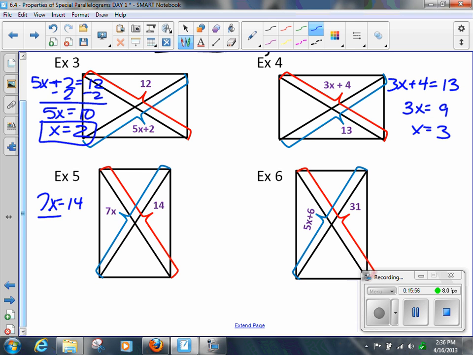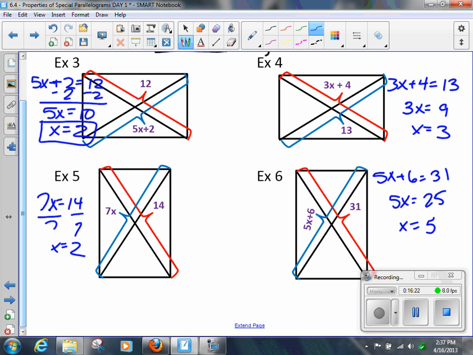How many of you got 2? Let me look for this one. That's very good. 5x plus 6 equals 31. That's 5. How many of you got 5 for the last one? Easy or difficult? Very easy, yes.